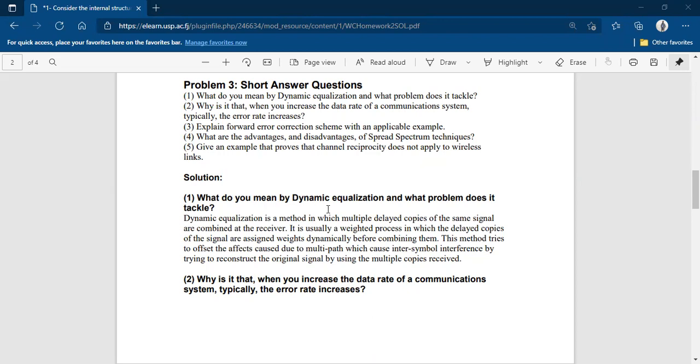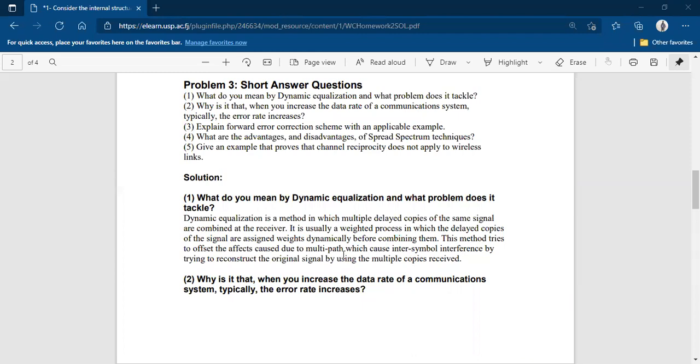Question number 1, what do you mean by dynamic equalization and what problem does it tackle? So the solution states dynamic equalization is a method in which multiple delayed copies of the same signal are combined at the receiver. It is usually a weighted process in which the delayed copies of the signal are assigned weights dynamically before combining them. This method tries to offset the effects caused by multipath, which cause intersymbol interference, by trying to reconstruct the original signal using multiple copies received.